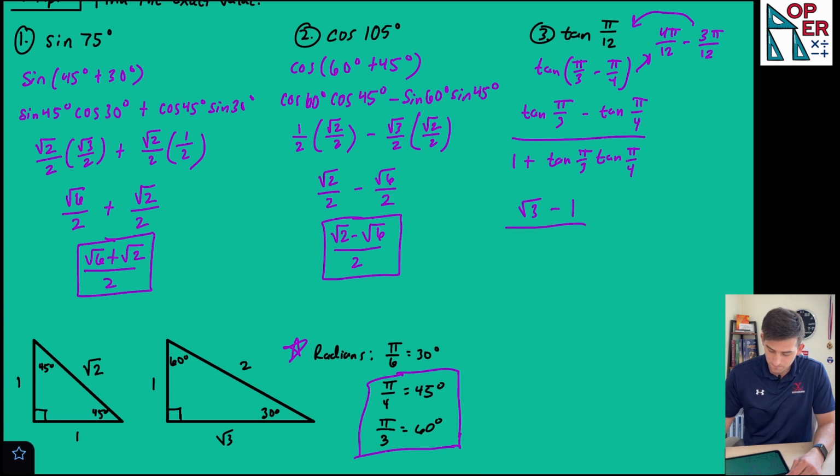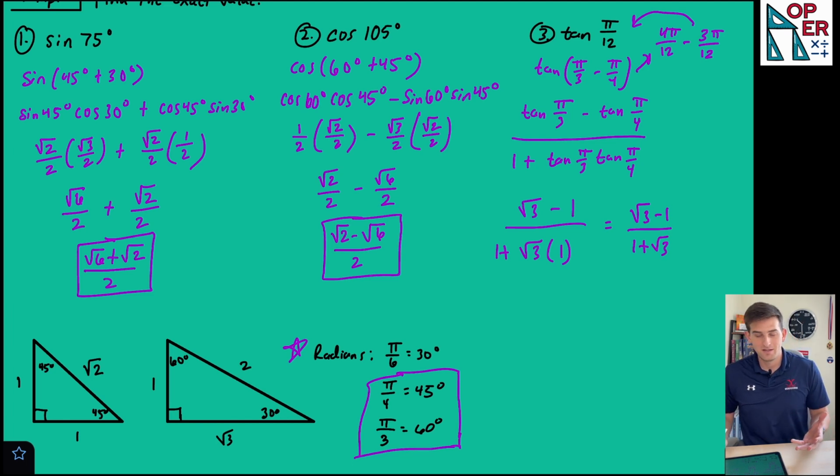And then we have 1 plus, and tangent of pi over 3 we said was root 3, and then we're going to multiply that by 1. So this is going to end up being root 3 minus 1 divided by 1 plus root 3. Now we can't have a radical in the denominator, so let's rationalize this by multiplying by the conjugate.